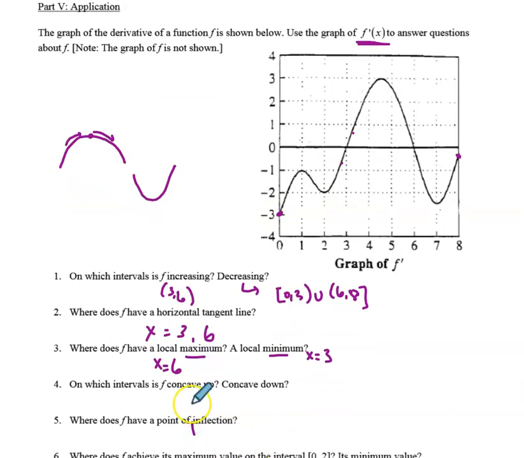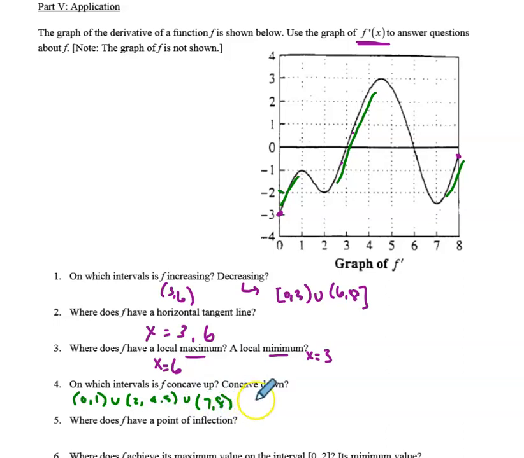The next question is, where is the function concave up? And that is going to occur wherever the derivative is increasing. So let's take a look at where the derivative is increasing. I see an interval here, and I see an interval here, and I see an interval here. So I've got 3 intervals on which the function is concave up. So that's from 0 to 1, union 2 to 4.5, and keep in mind these are domains that I'm giving you, so they're all x values or intervals on the x-axis, and then 7 to 8.